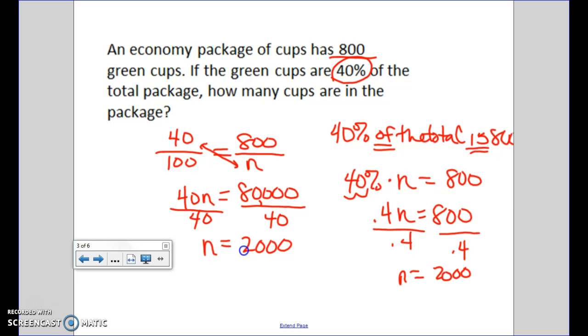Okay, so either way you do it, you can set up an equation or make a proportion comparing the two values, the ratio of the two, the percent compared to the total. You can get the same answer.